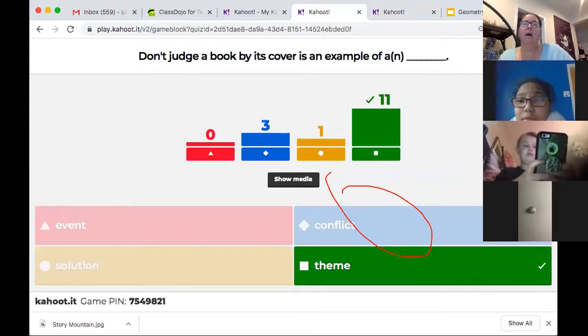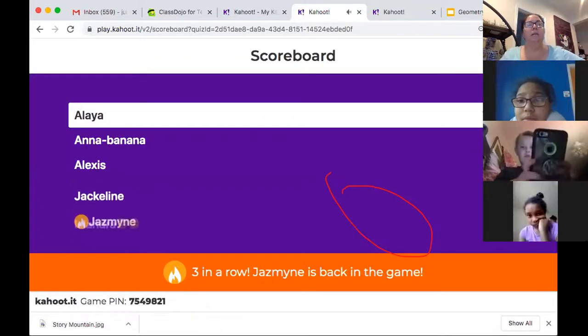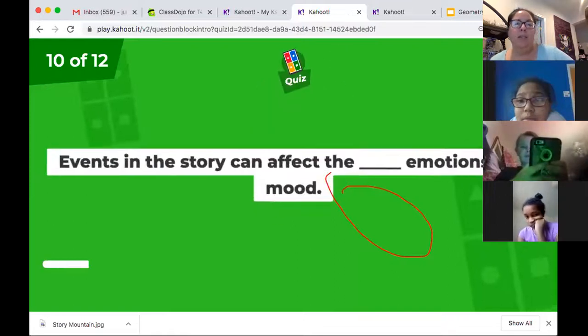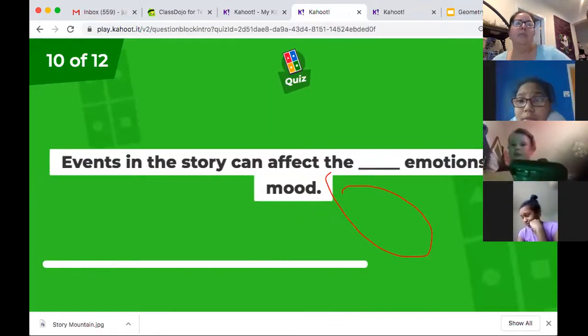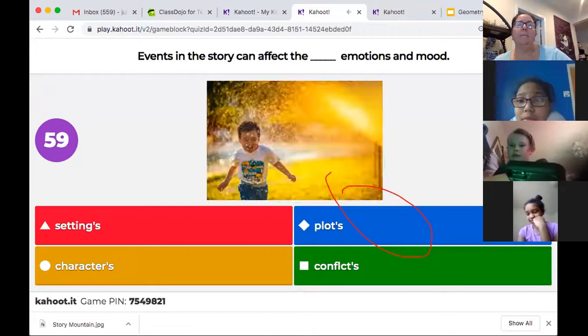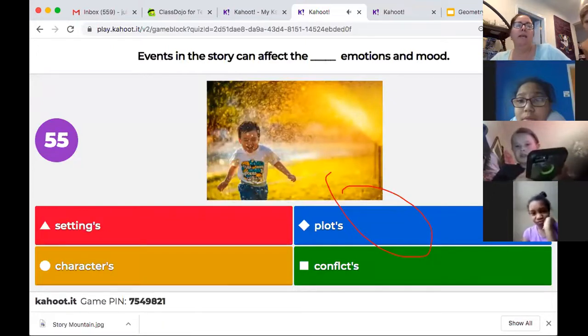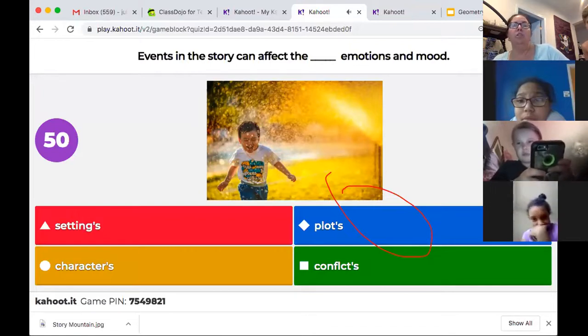Can I give an example? All right. Good job. Oop, Jacqueline moved up a little bit. All right, 2 more questions. Events in the story can affect the blank, emotions, and mood.